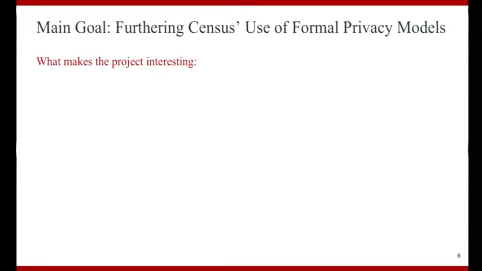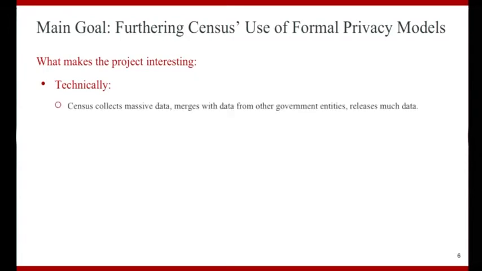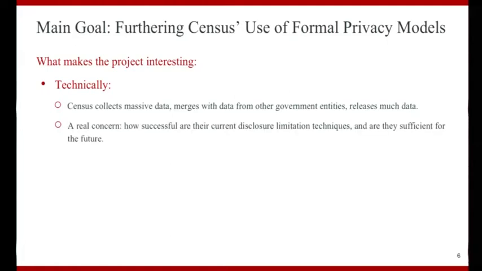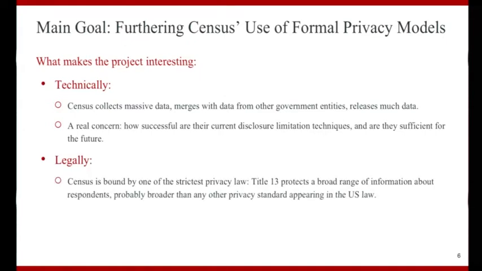And why are we interested in that? Technically, the census collects a lot of data and releases a lot of data. And it's a real concern how successful the current disclosure limitation techniques are and whether they're sufficient for the future. Legally, the census is bound by a law that is considered to be one of the strictest privacy laws in the US. It protects a broad range of information about respondents, and it's probably broader than any other privacy standard appearing in the US.